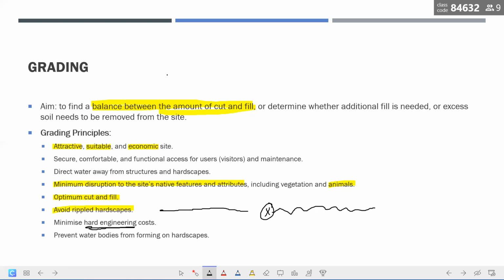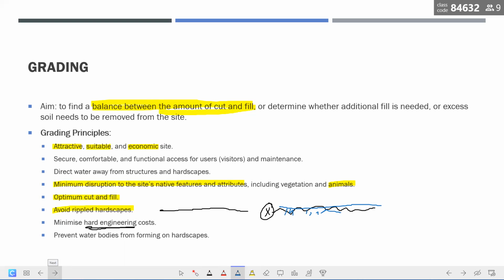And of course, prevent any unwanted water bodies from forming on hardscapes. So you don't want puddles of water forming on top of your footpaths and any other hardscapes that you may have.